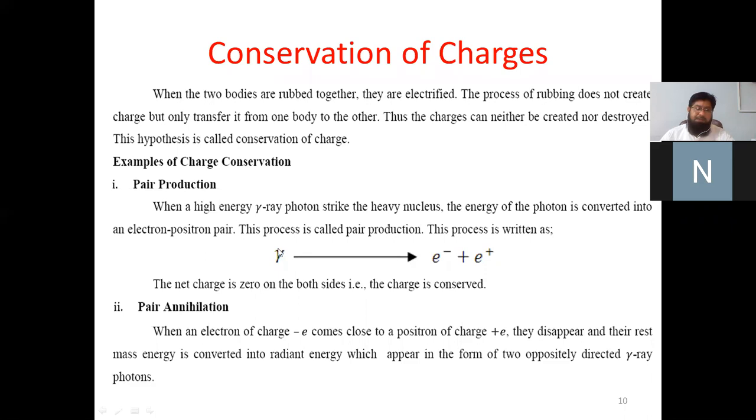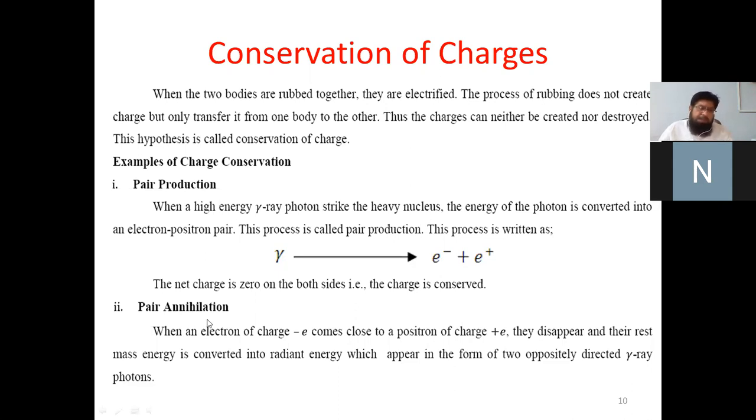Now, not every gamma ray breaks into an electron and positron. There is a certain condition. The condition is that the gamma ray must have a minimum energy equal to 1.02 mega electron volt. If its energy is equal to 1.02 MeV or greater than that value, then it may be possible that pair production will happen. Otherwise, this gamma ray will not break into the electron and positron.